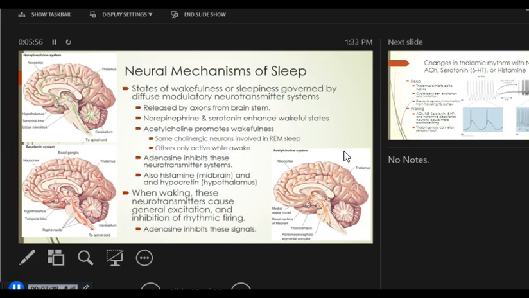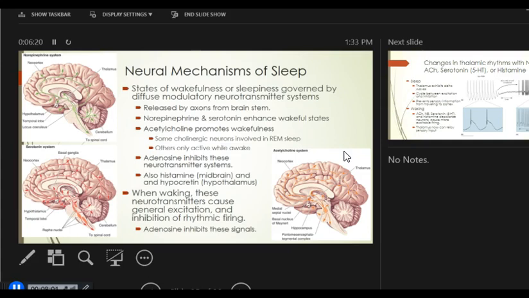Similarly, we have a serotonin system. Serotonin is generated down here in the brainstem. These are the raphe nuclei that we talked about in pain modulation, but they are also responsible for producing serotonin, and they send that serotonin all over the brain. So when you are active during the day, you're bathing neurons in this serotonin neurotransmitter.